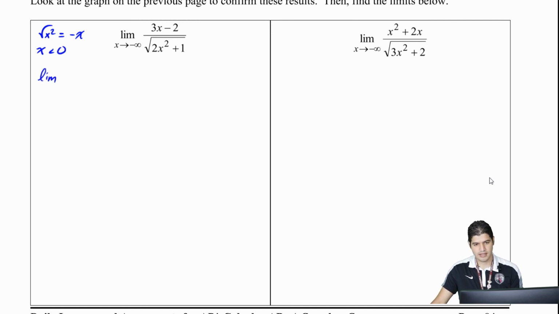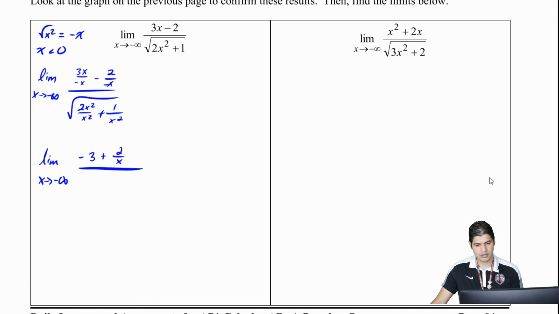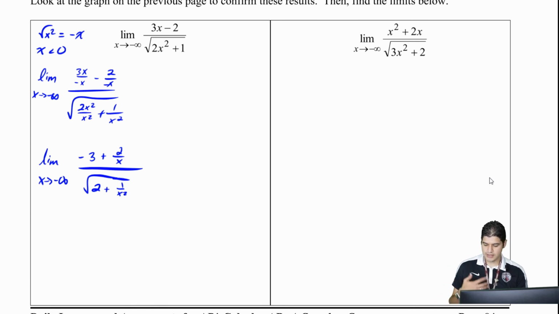The limit as x approaches negative infinity, 3x over negative x minus 2 over negative x over the square root of 2x squared over x squared plus 1 over x squared. Okay, so let's simplify. So the limit as x approaches negative infinity of negative 3 plus 2 over x over square root of 2 plus 1 over x squared. All right, so let's see what happens here.